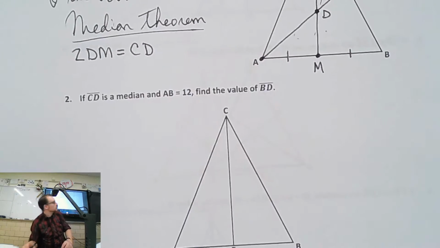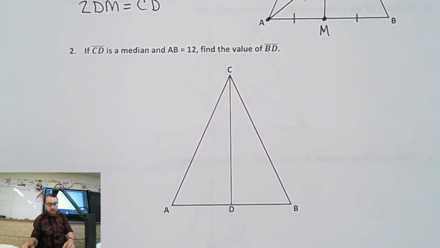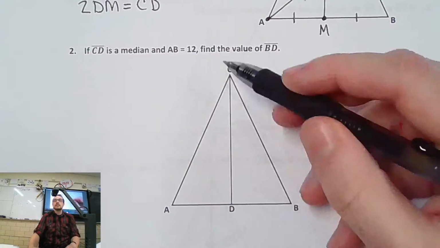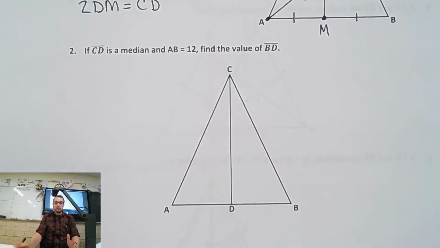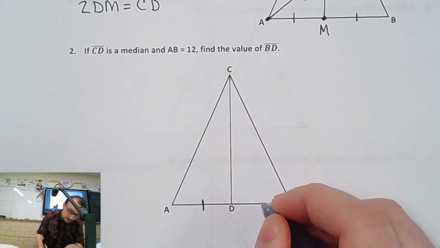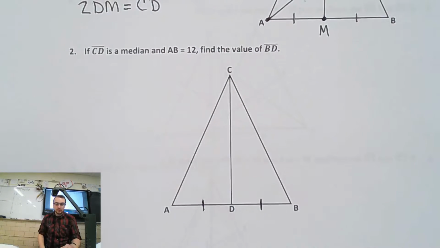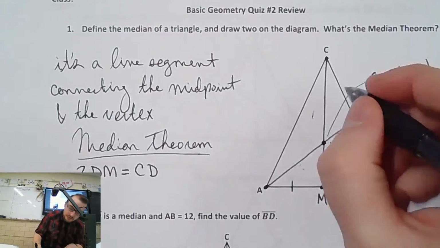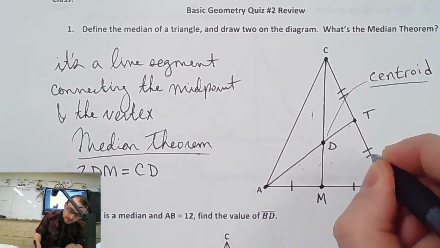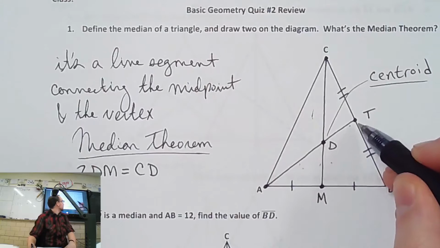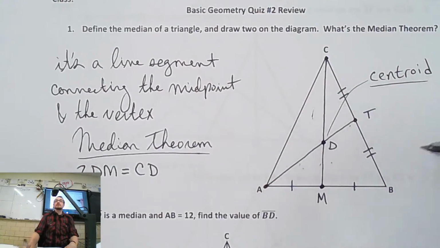If CD is a median, okay, so they're telling you CD is a median. If CD is a median, first of all, what can I add to my diagram? What do we know? A, D, and B, they must be congruent, right? Ooh, Ms. Bechtel, we forgot something. AT is a median only if those two sides are cut in half, right?